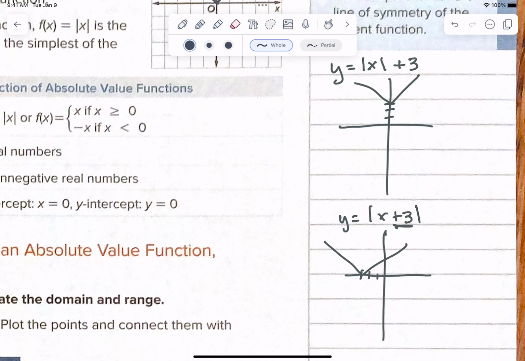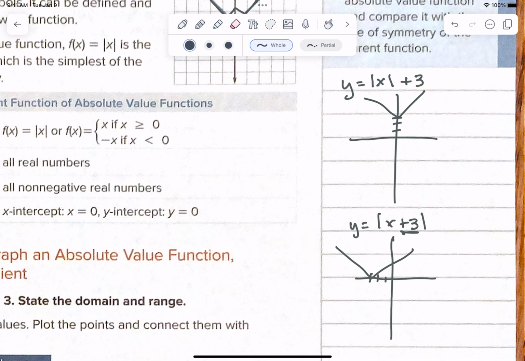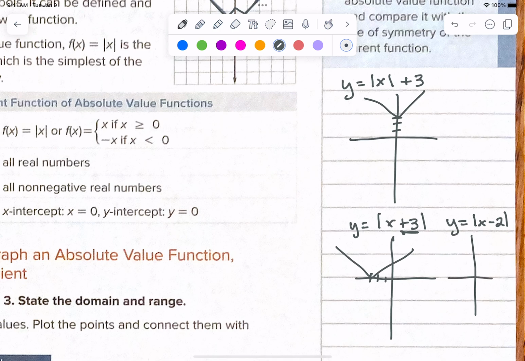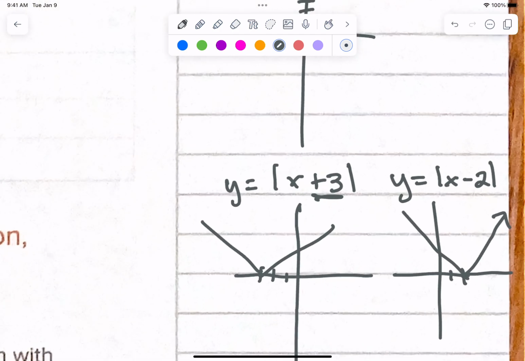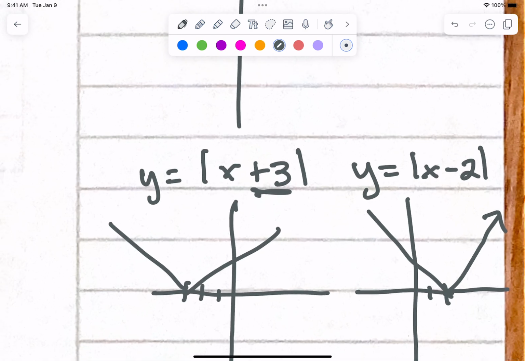If it's a positive inside, it moves it to the left. So if it was y equals, let's say, absolute value of x minus 2, that would move it 2 to the right. He would look like that. That make sense? Because absolute value is just the positive version.